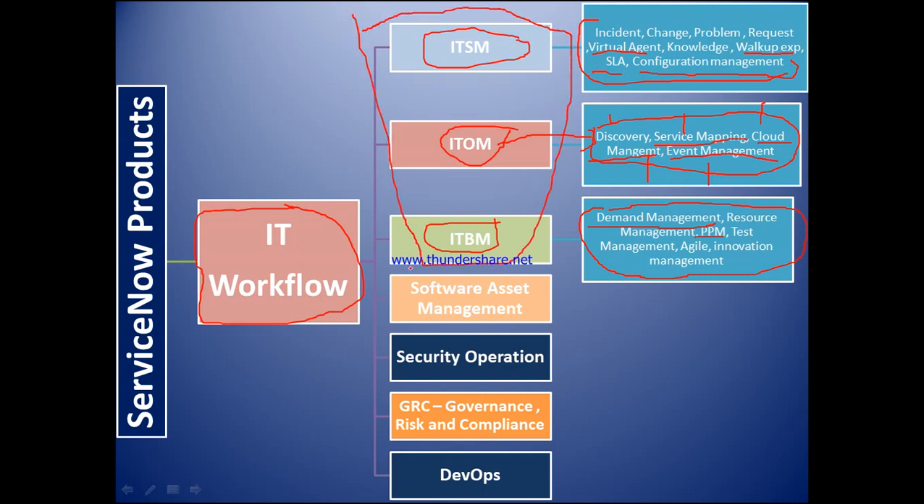Software asset management is to maintain your complete assets on the licensing part, because every company has a lot of licenses in their bucket, like Microsoft licenses or any other server licenses as well. So they have to track that part, and for that they can use software asset management. Security operations is basically on the security part. Suppose an incident has been raised and it belongs to the security part, maybe something has been breached, so they can use the security operation management process completely on that part.